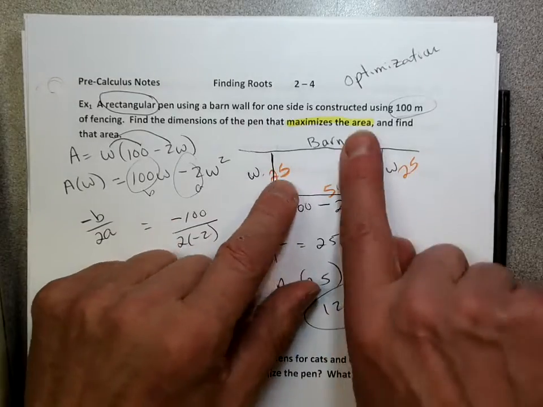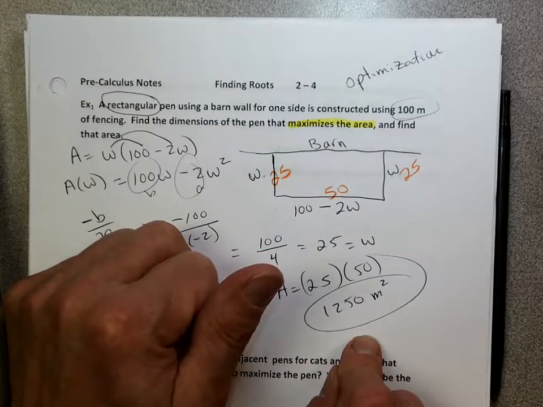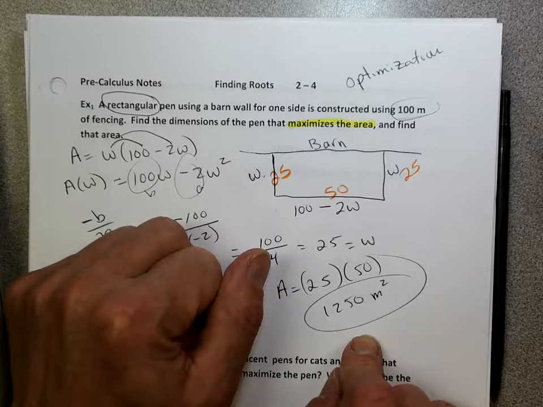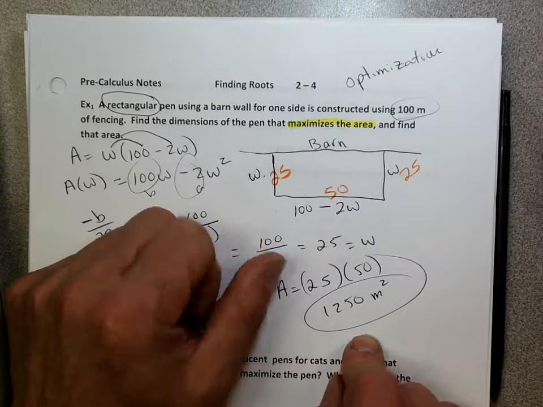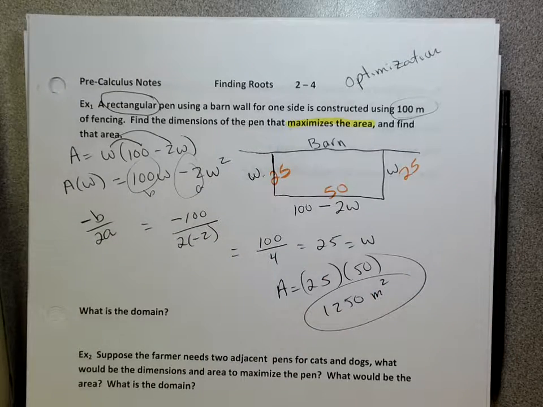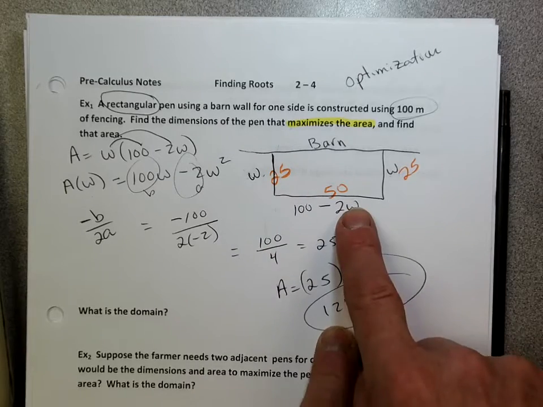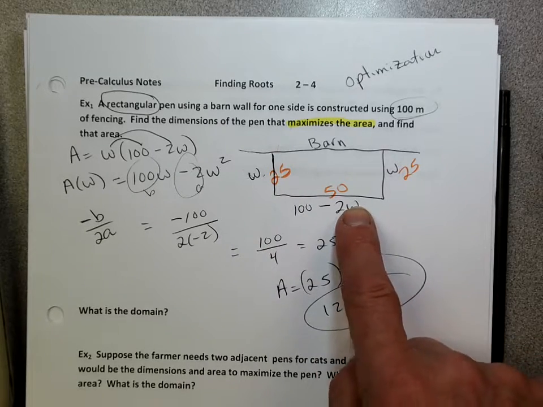We could do it the other way. We could make this 48 and this 48 and make this width 1 meter. Not a very good barn though, right? We have a hard time getting the cows in and out. So there's all these possible ways to build this barn, but for us, the very best way to get the most out of our fence is to make it 25 by 50. Okay, that maximizes it.